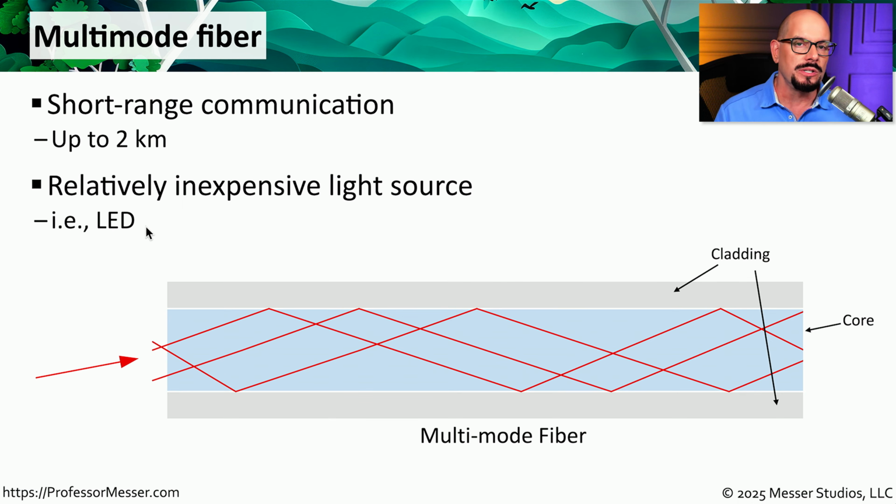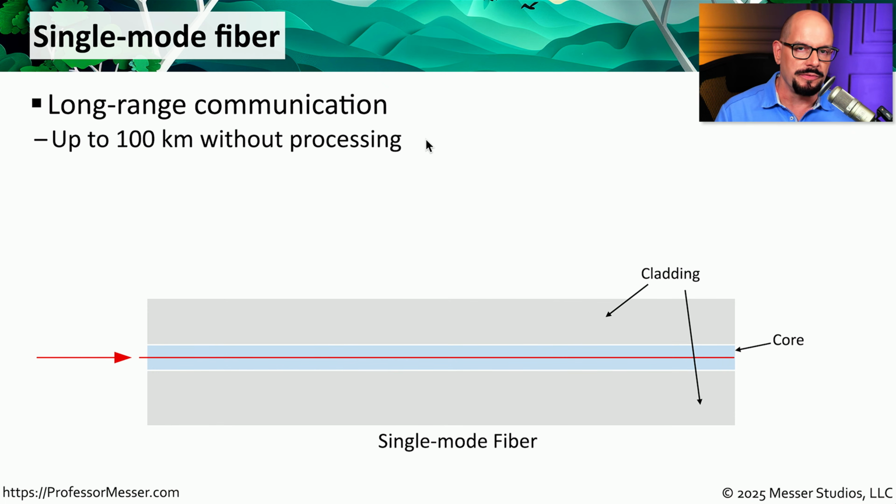We refer to this as multimode fiber because the fiber itself is relatively large. It has different modes that the light can take as it moves through the fiber. Each time the light is going through, it may use a different path to get from one side of the fiber to the other. This is very different than single-mode fiber.